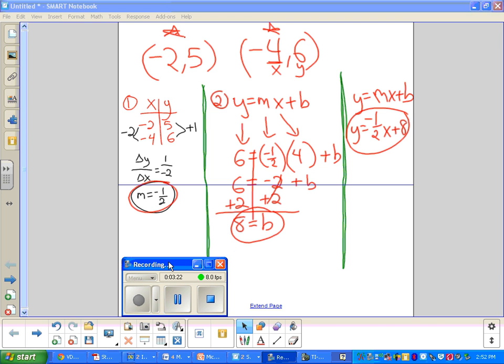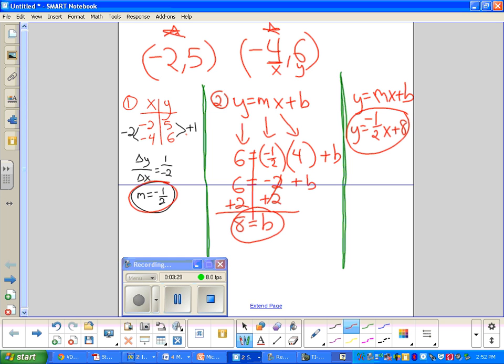Did I find the slope correctly? My 2 points, -2 and 5, and -4 and 6. From 5 to 6 is 1, and from -2 to -4 is -2, so that is correct. I must have made my mistake here. In place of y, I put a 6. In place of m, I put a -1/2. And in place of x, I put in a 4. Oh, here's my mistake. My x is -4. So we're going to fix that. I'm going to change that to a -4.